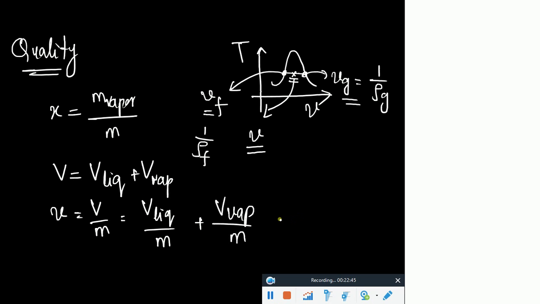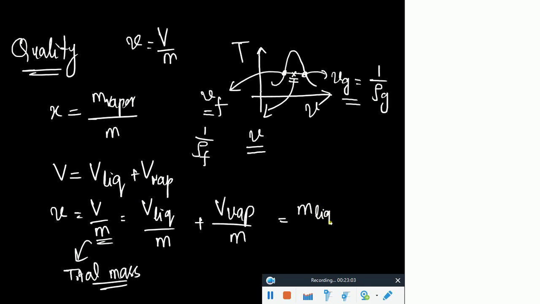Now this V liquid, this capital V liquid, this M is total mass. Just look at that definition. This is total mass. Okay. So this smaller v is equal to V over M. So can I write this thing as M liquid over M times v liquid plus M vapor over M times v vapor? Can I write it like this? Do you understand what I am writing? Okay, ask question, come on. Yeah. Now, do you understand this thing?